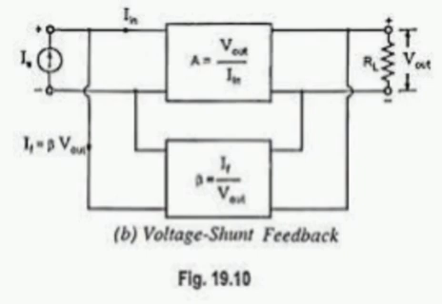Remember the procedure to identify the type of feedback. Identify the element responsible for the feedback. If the feedback element is directly connected to the output node, it indicates voltage sampling, otherwise it indicates current sampling. If the feedback element is directly connected to the input node, it indicates shunt mixing, otherwise it indicates series mixing.